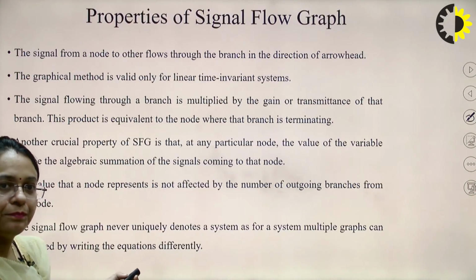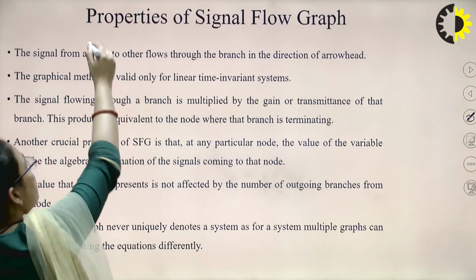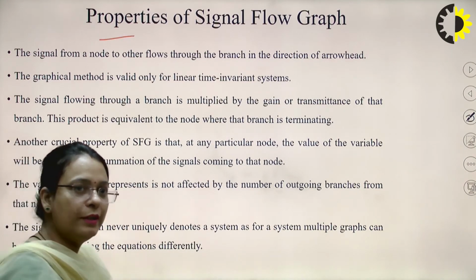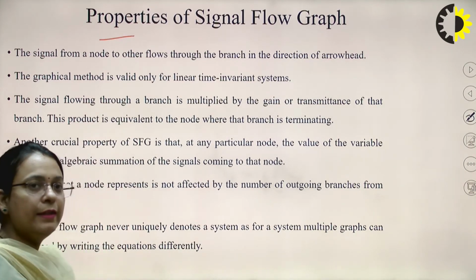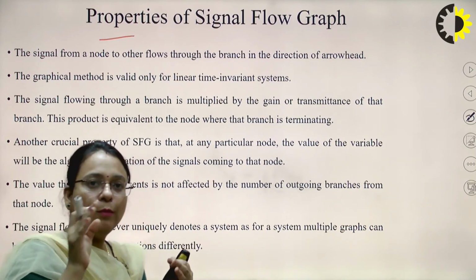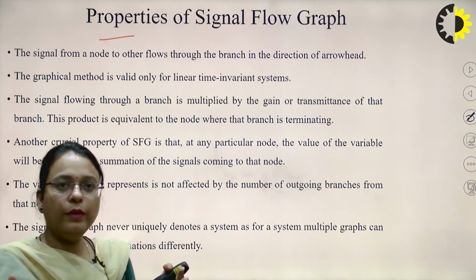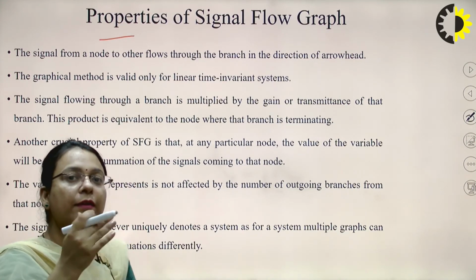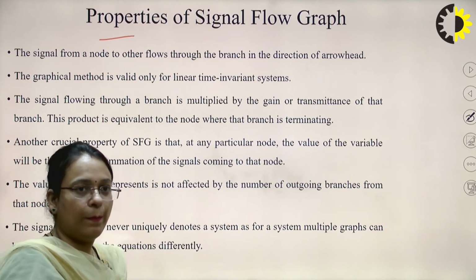Okay. Now, the properties of the signal flow graph. So, the first property of the signal flow graph is that the signal will flow from one node to another node through the branch, right, and in the direction of the arrow, right.